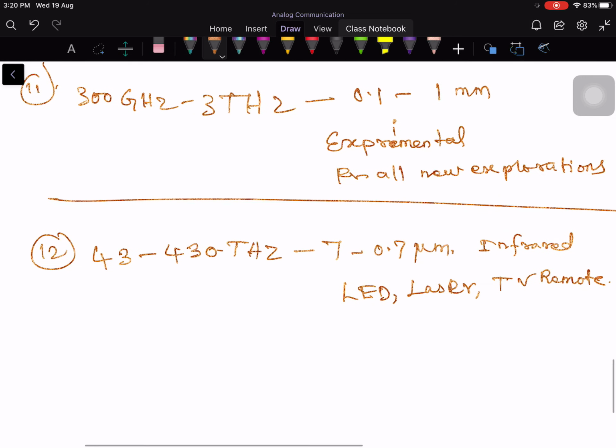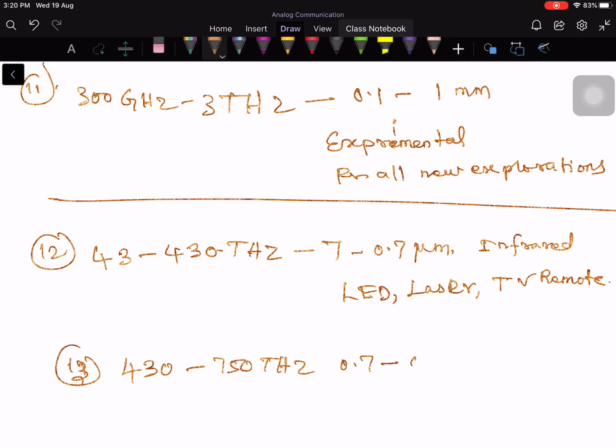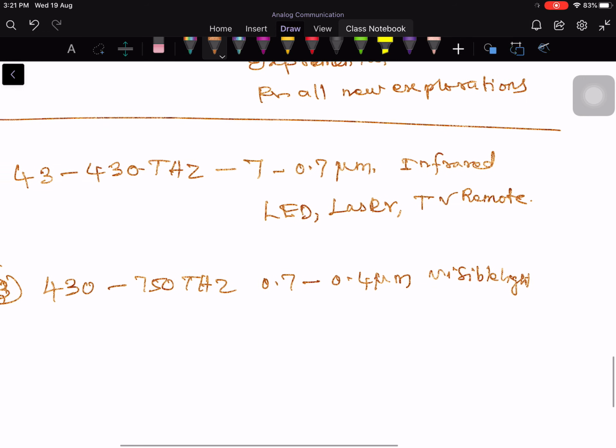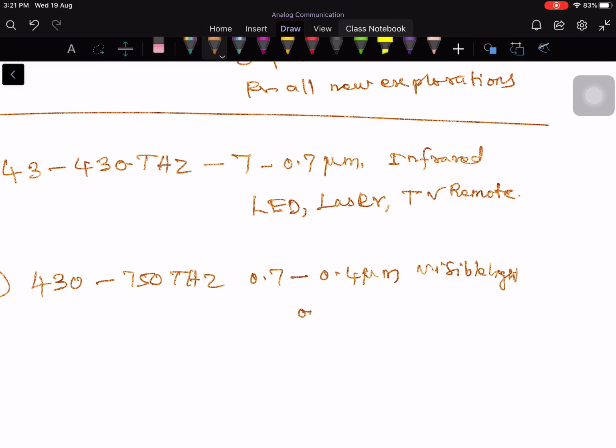Then the next one is again by 10, 430 to 750 terahertz. This is 0.7 to 0.4 micrometer. This is visible light actually in this range. So visible light, optical communication.